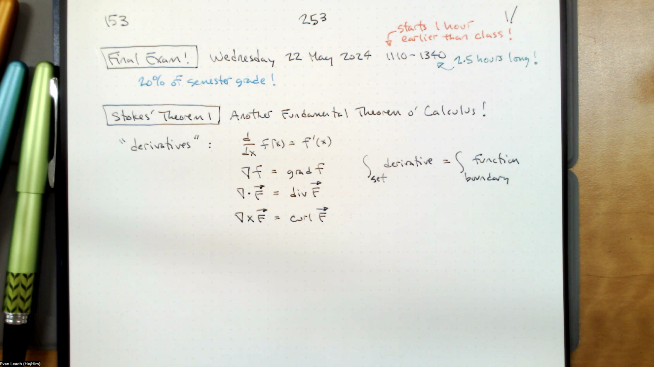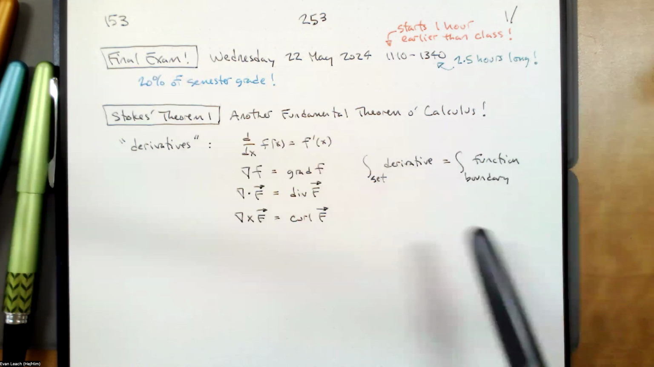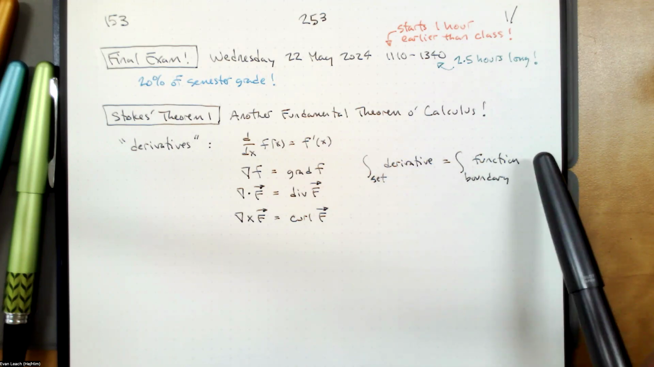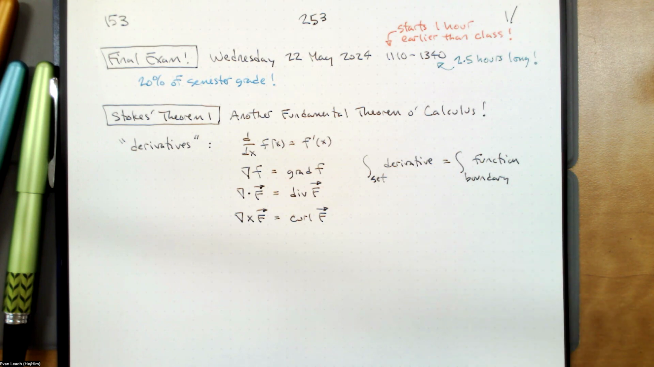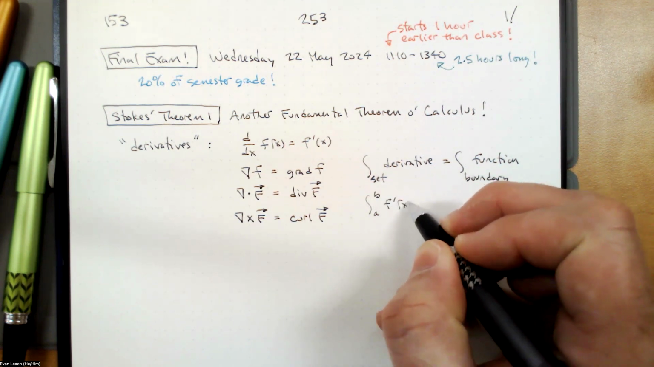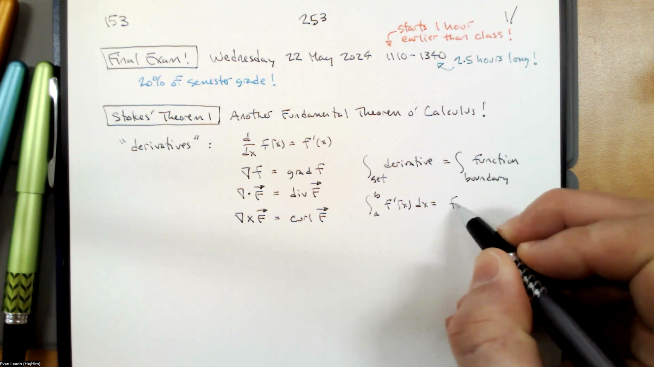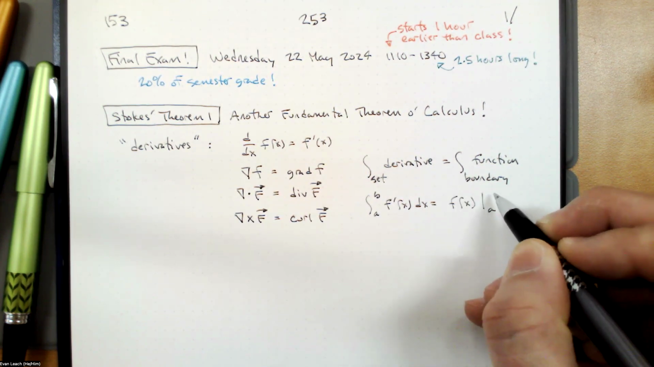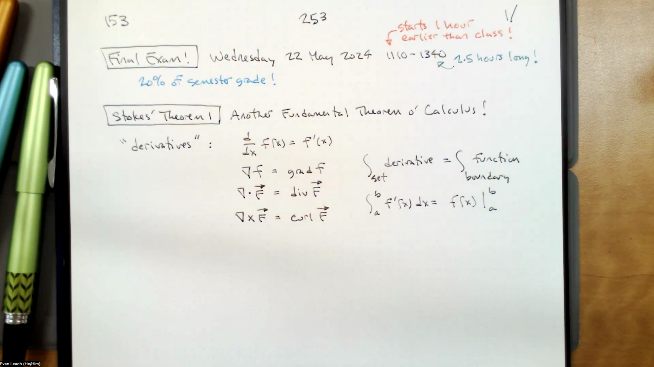Remember that the structure of a fundamental theorem of calculus is we're integrating over a set some kind of derivative by evaluating the function at the boundary of the set. So we integrate over some set a derivative by evaluating the function at the boundary of the set. Originally, this showed up with the integral from a to b of f prime of x dx, and taking f of x, the function evaluated at the boundary, f of b minus f of a. Here, the derivative was just our original derivative with respect to x. The set was the interval from A to B, and the boundary of the set is those points A and B.